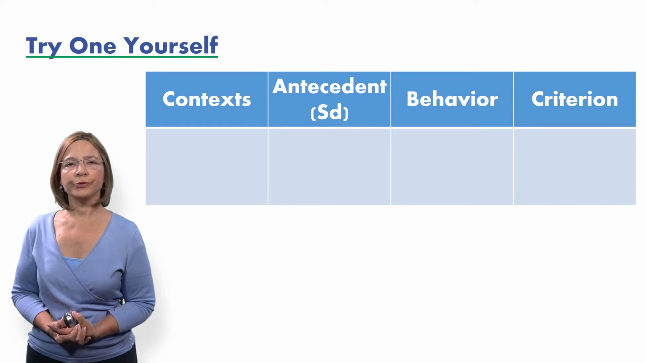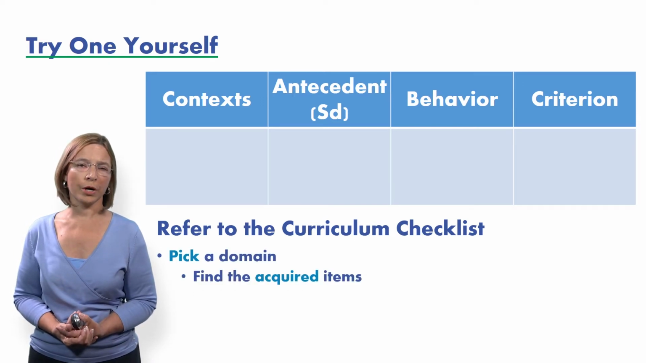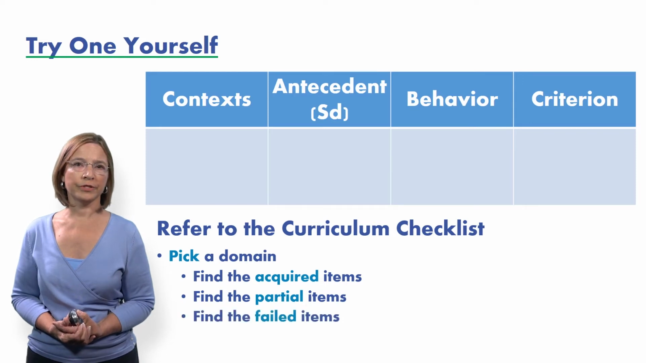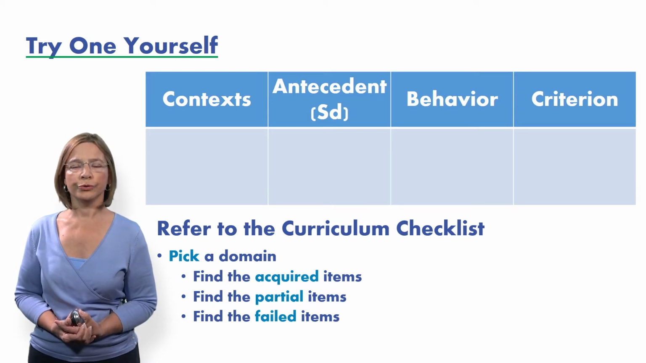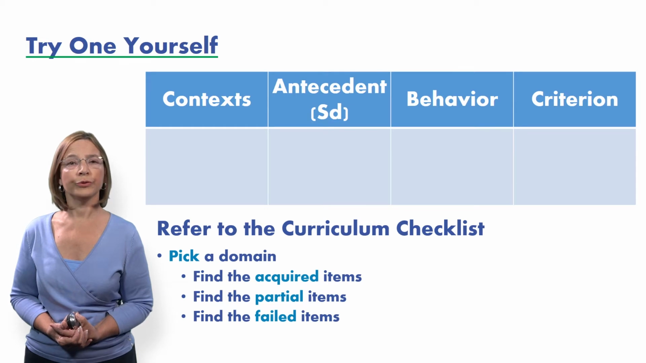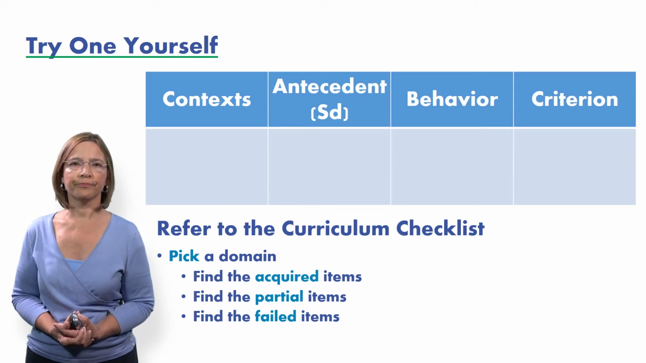I want you to go back to the curriculum checklist you filled out for little Simon and pick one of the domains in which you've got some acquired items, some partial pass items, and some fail items defined. I want you to try to write an objective for him from the data that you have, thinking ahead about 12 weeks and just making your best guess about what you could do with Simon and his mom, how you could take them along over a 12-week period. So try the format, context, antecedent, behavior, and criterion, and use the ones we've already covered as models.